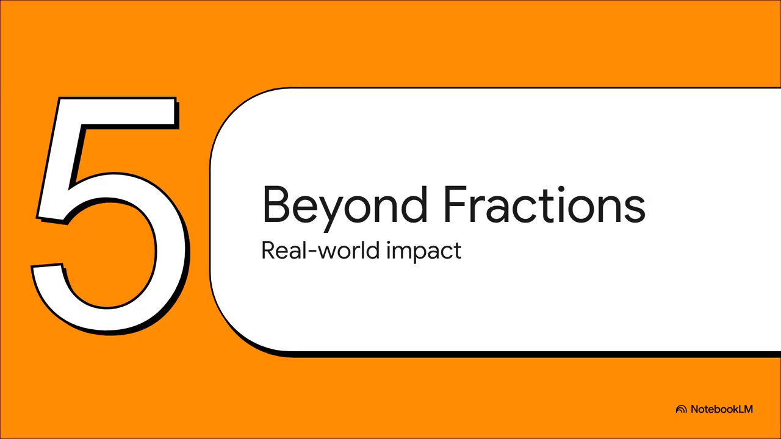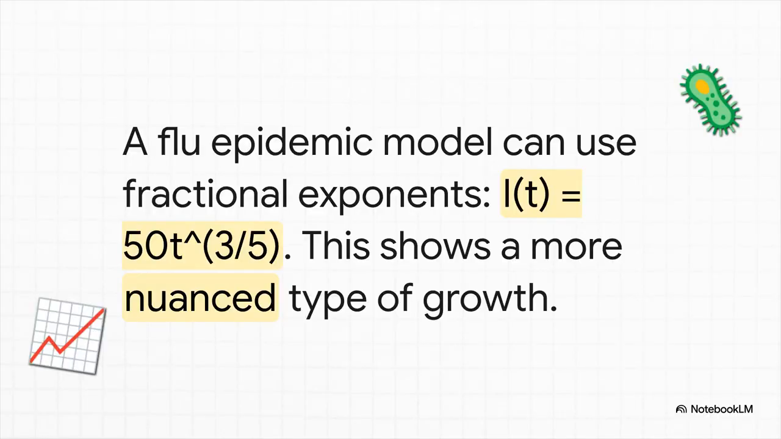Done. But let's be real for a second. Is this just weird math for the sake of weird math? Nope, not at all. Let's look at a pretty surprising place where these show up, and then we'll peek over the horizon at what comes next. Believe it or not, these exponents are super important in fields like epidemiology, the study of how diseases spread. An equation like this can model how many people get infected over time. That 3/5 power isn't just a random number. It describes a very specific kind of growth curve that you just can't capture with simple whole numbers. It allows for a much more nuanced and accurate model of the real world.